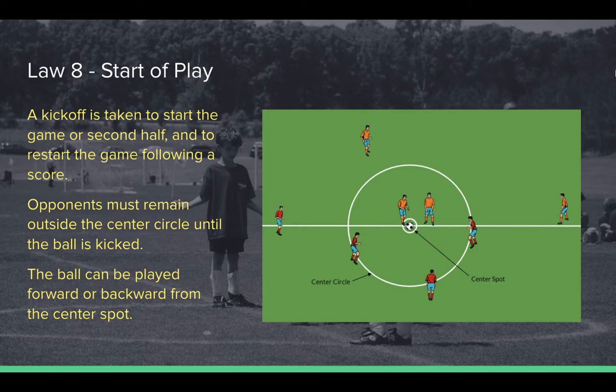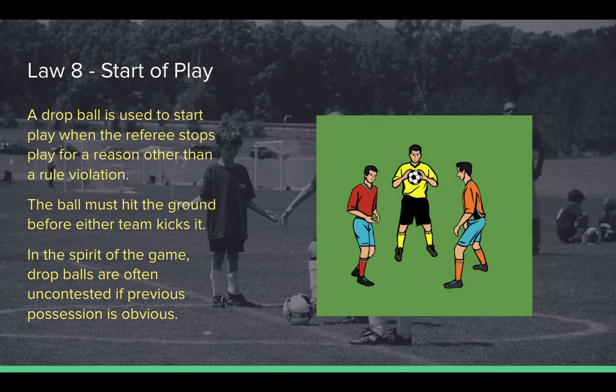The team kicking the ball may play the ball in any direction to begin and may position themselves inside the circle as desired. A drop ball is often used to restart play after a referee stops play for any reason other than a goal, period break, foul, or out of play scenario. One player from each team facing each other will be allowed to kick after the ball is dropped, and only after it hits the ground.